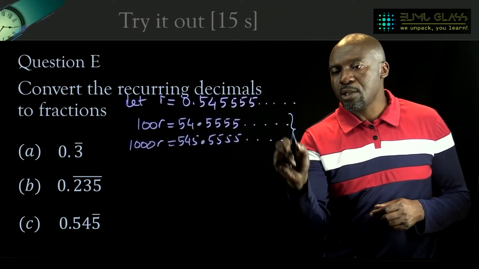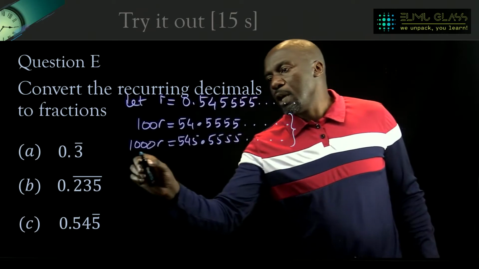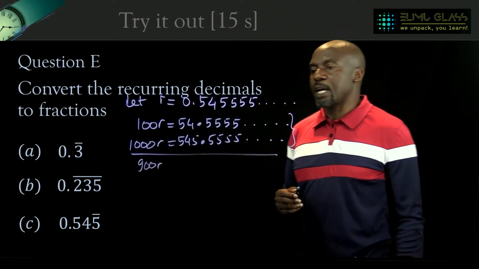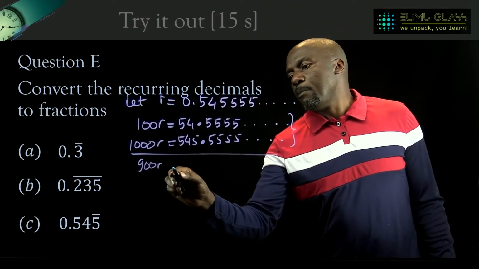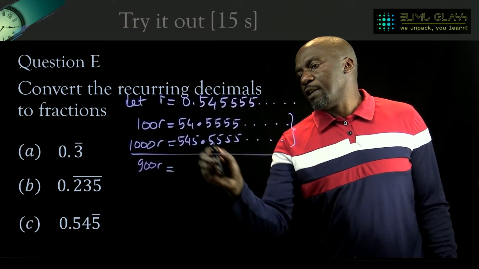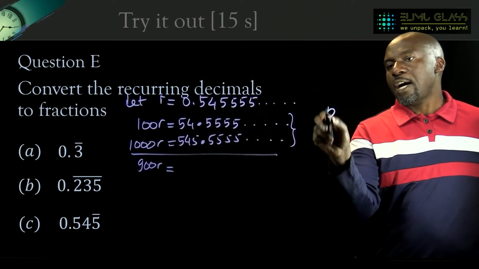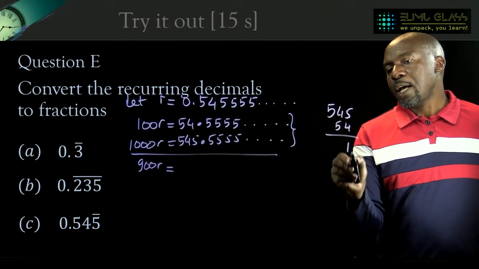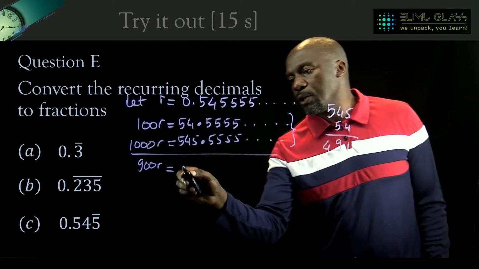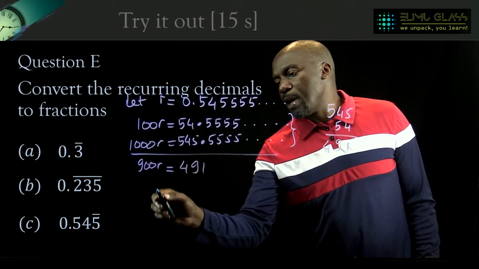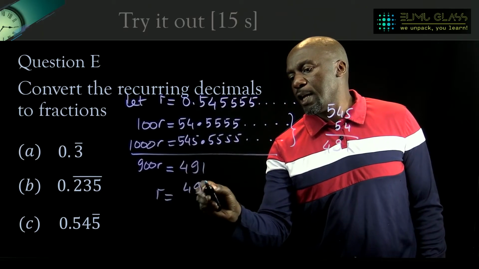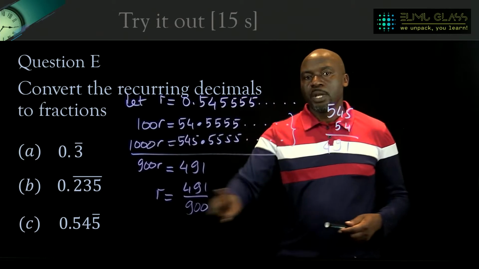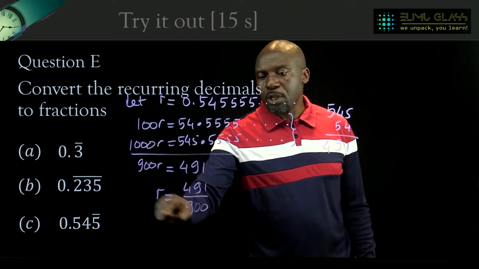And now I'm going to treat these two as my equation 1 and equation 2. If I subtract, 1000R minus 100R is 900R, which must be equal to 545 minus 54. 545 minus 54 gives me 491, so my value of R is going to be 491 divided by 900, and that is the fraction. So if you want to express this as a fraction, it's going to be equivalent to that.